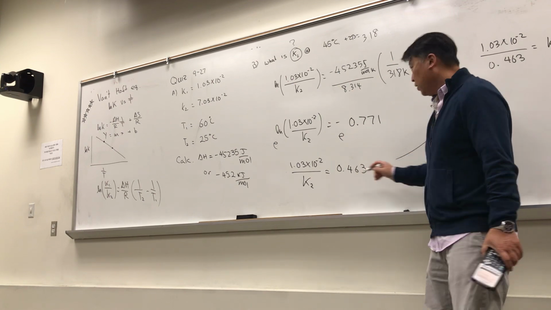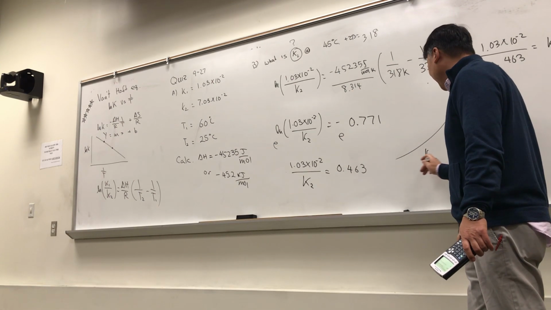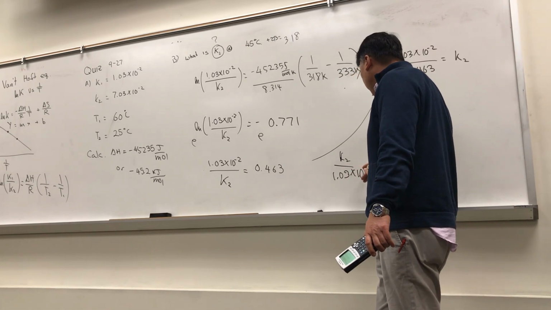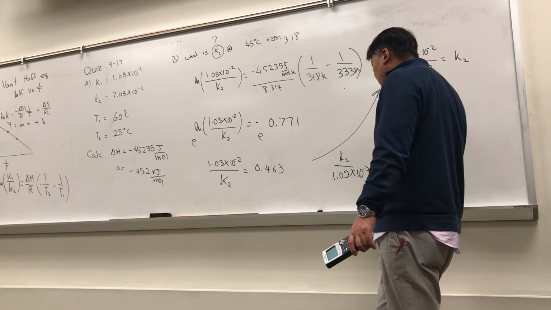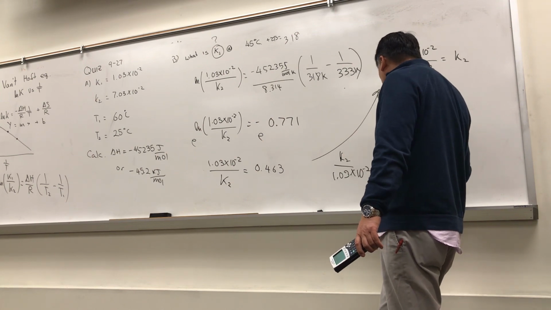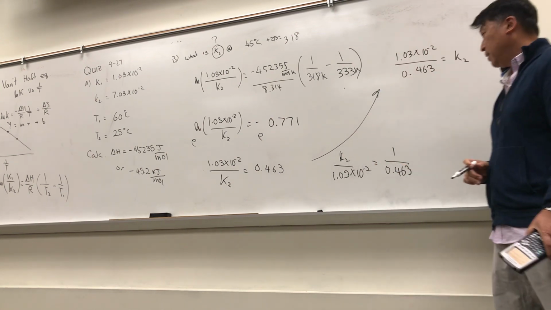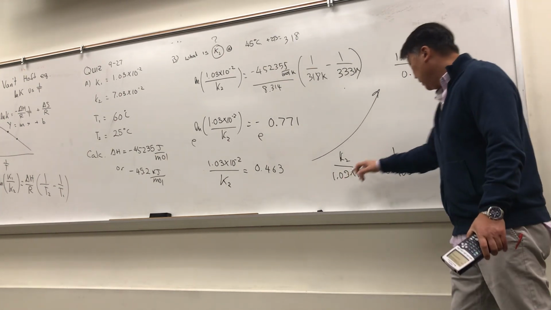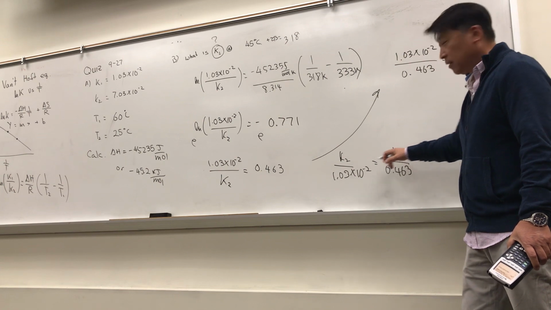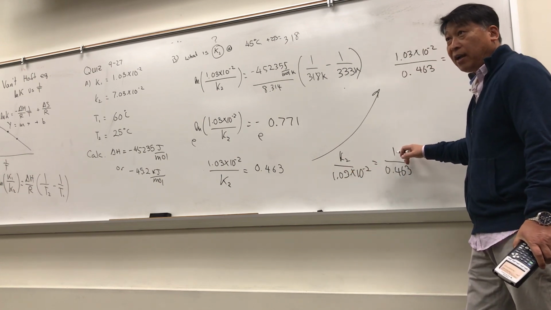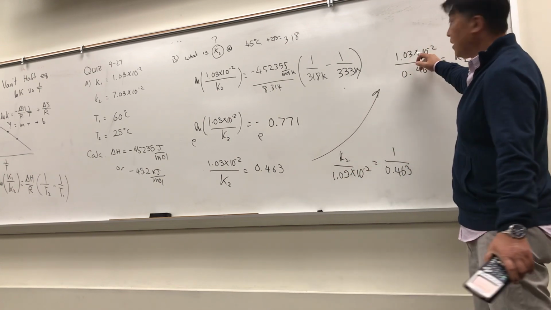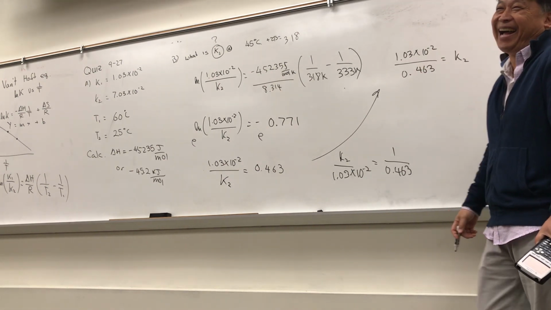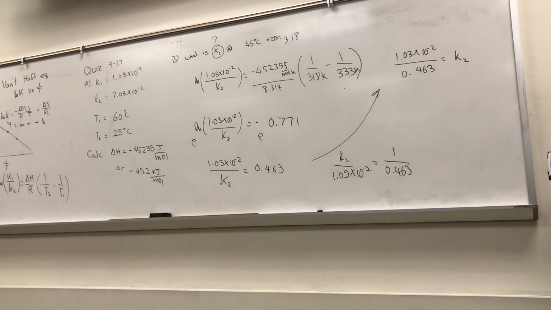That's right. So you're saying K2 divided by 1.03 times 10 to the negative 2 is equal to 1 over 0.463. You take this number to here. Is that correct? Same thing, that's what I did. I'm just going to multiply K2 on both sides and divide and keep it moving.